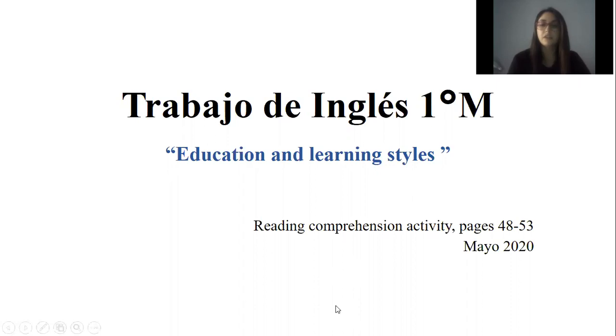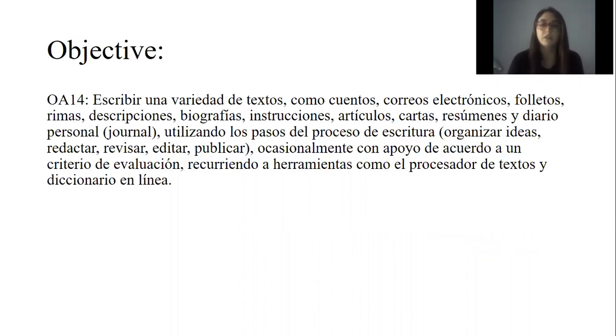Okay, this is a reading comprehension activity and you can find it on pages 48 to 53 on your book. Okay, although this is a reading comprehension activity, our objective is writing. Okay, you have to write.